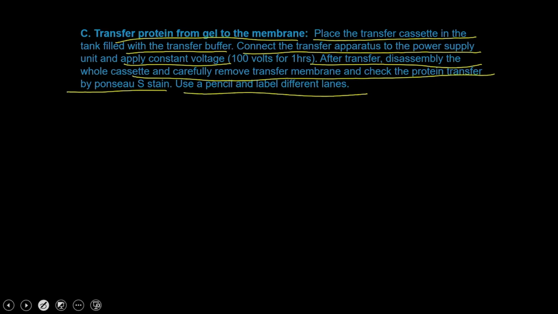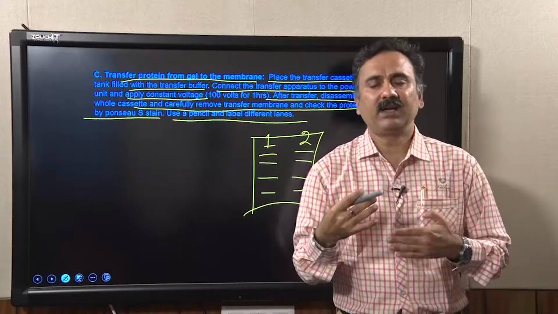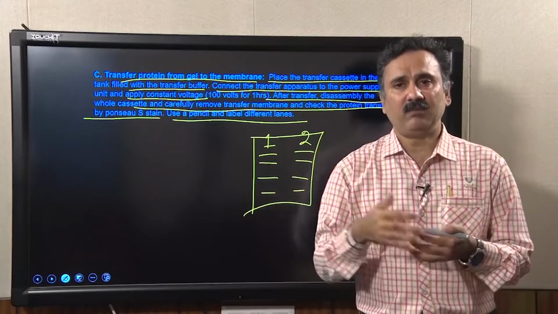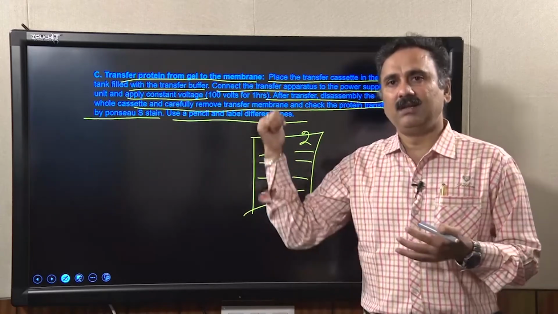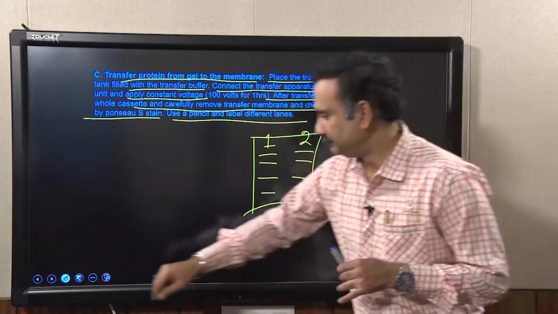Use a pencil and label the different lanes, which means if you have these lanes on this membrane, you have to write the lane number, so that the lane number can be used subsequently when you are doing the chemiluminescent development, or you are using autoradiography or any other method. This number will allow you to identify the particular lane.